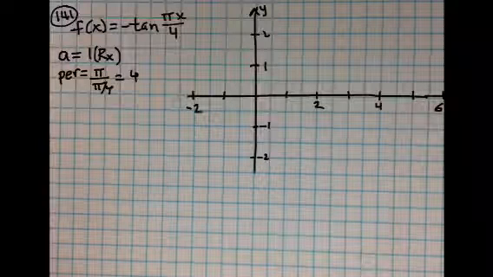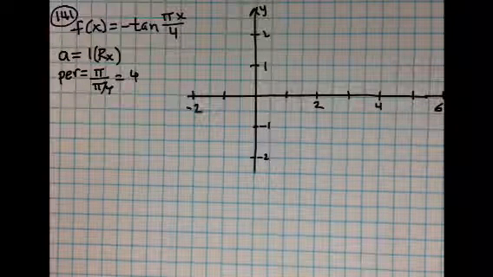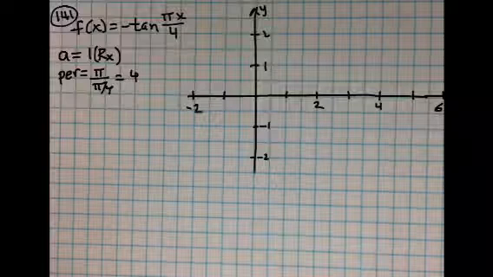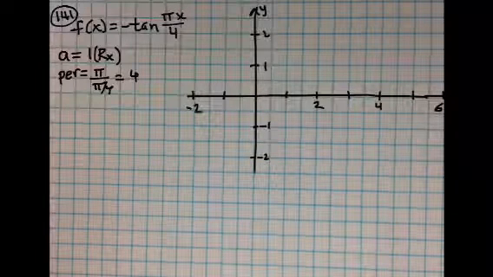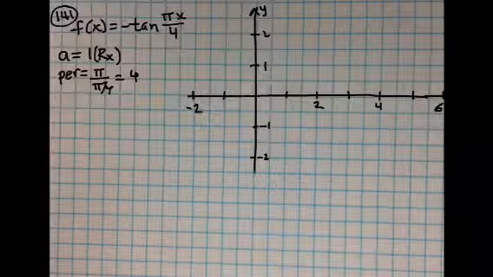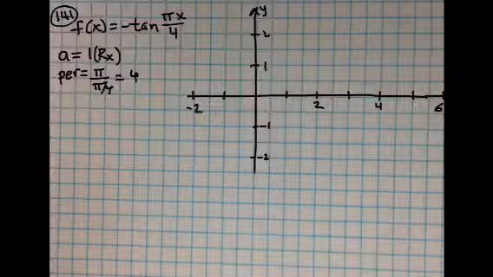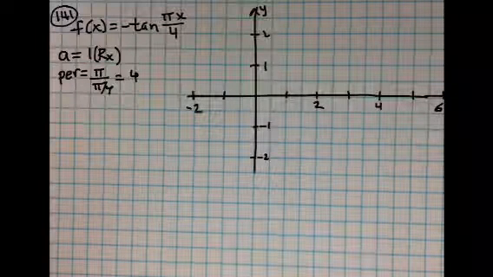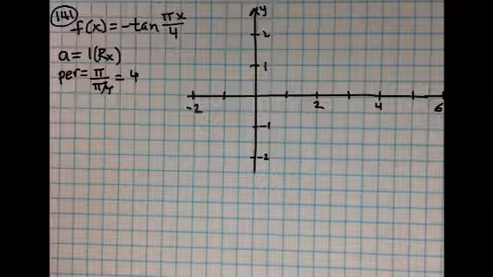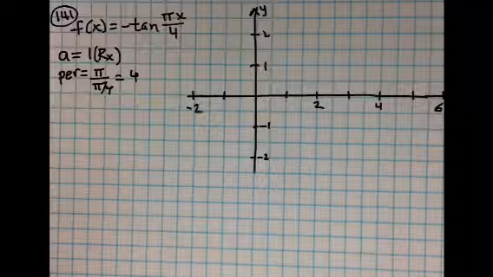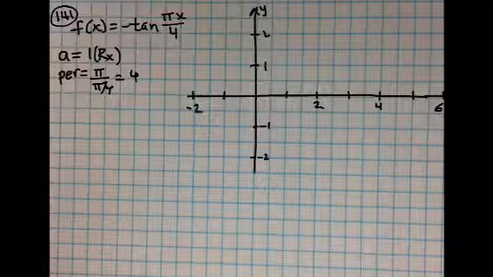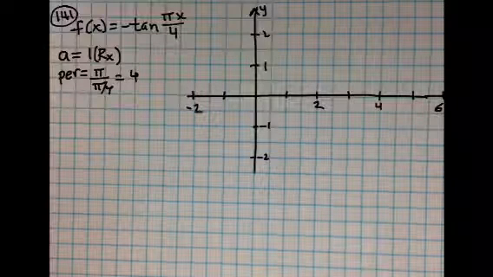Okay, so remember, tangent is the only function where you do half of the period on the left and half on the right of the y-axis. So the a value, it's not the amplitude, but the a value is 1 with the reflection because it's a negative 1. The period is 4 because you do pi over 4, it's 4. So half of 4 is 2.